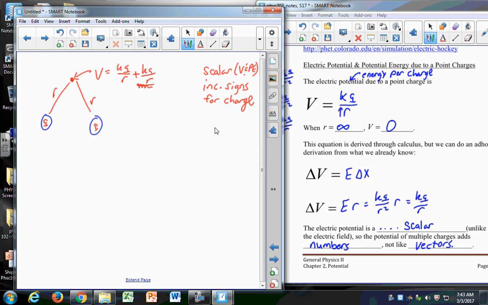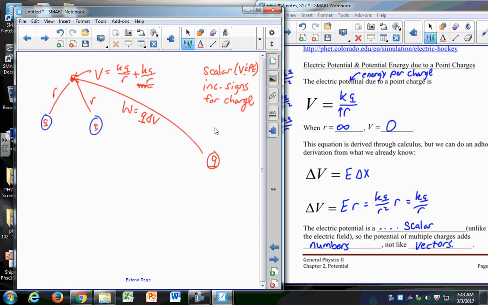Now, if I want to determine the work required to move a charge, so let's say that I have a charge over here, and I want to know what work is required to move it into that position, that work required is equal to Q delta V. We did some problems like that.